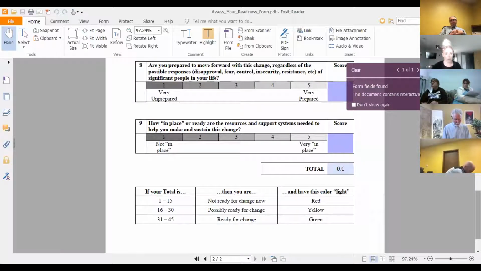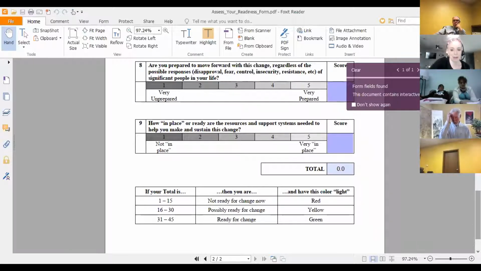And then the last question is asking, how in place or ready are the resources and support system that you have to make and sustain this change? So if your focus area is exercise or movement, do you have the things that you need right now to make it happen? Do you have equipment? Do you have the time? Are you going to make the time? Do you have the people who are going to guide you through what exercises you're going to do? Do you have a partner, a support system that's going to help you hold yourself accountable? So that's the rating you would be questioning right now.